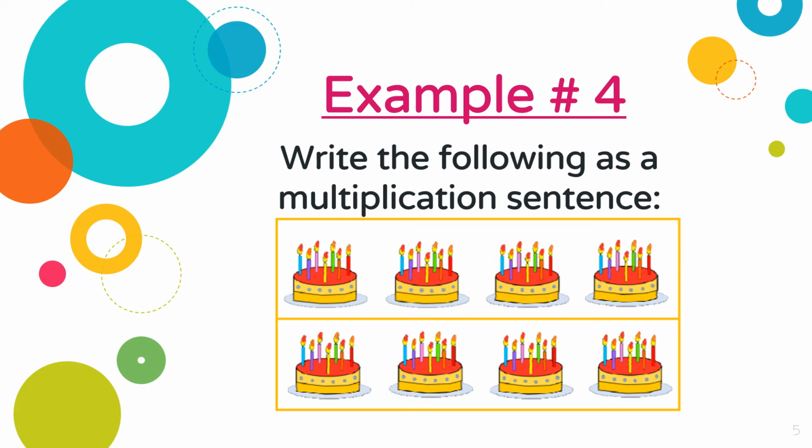All right, so we have how many rows? 1, 2. We have 2 rows, and in each row there are 4 cakes, 4 birthday cakes to be exact. So if we have 2 rows and 4 cakes in each row, we have 2 groups of 4, so it would be 2 times 4. That is the answer to that example.